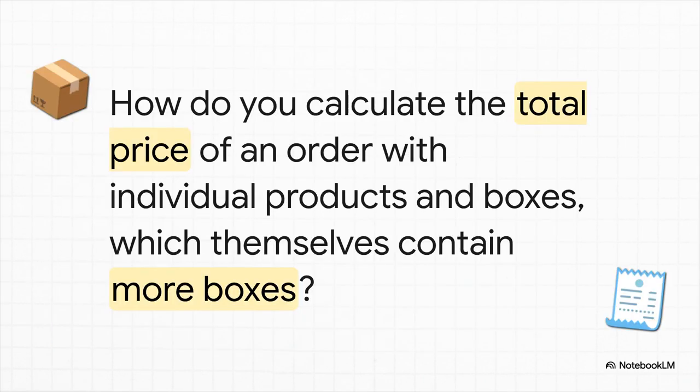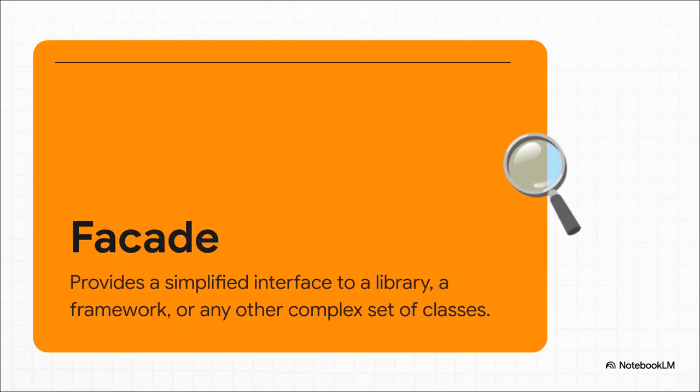A classic e-commerce problem shows this perfectly. An order might have a few individual products, but it could also have gift boxes, and those boxes can contain more products, and maybe even more boxes. So how in the world do you calculate the total price? Well, with Composite, you just call get price on the top-level order, and it automatically trickles that request all the way down through every box and every item, summing it all up for you. It's seamless.